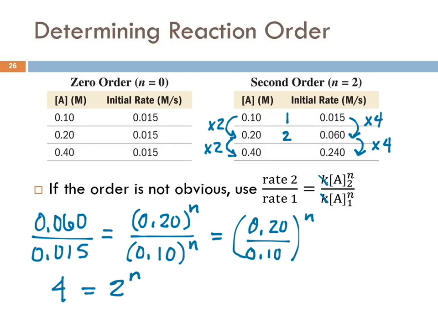What if we can't tell? Do the other ones. Well, but what if n is not going to be a nice number? Natural. We're going to take the log of both sides. So we're going to take the log of 4, and that's going to equal the exponent times the log of 2.